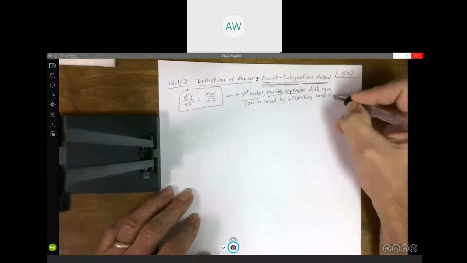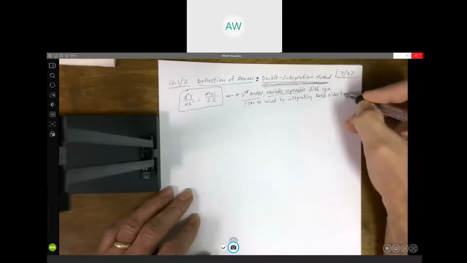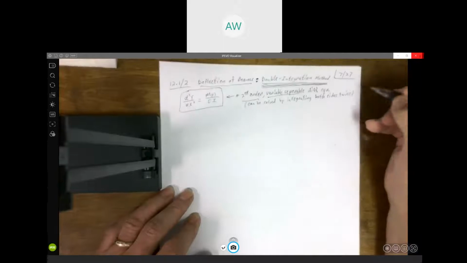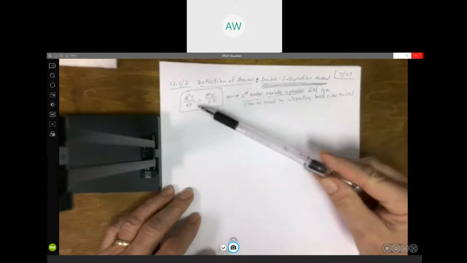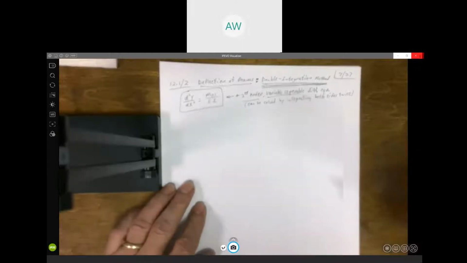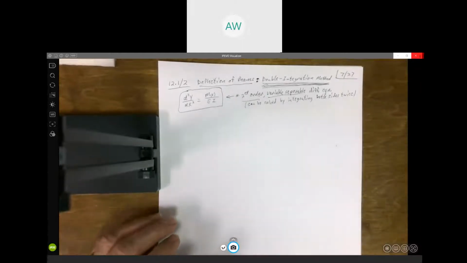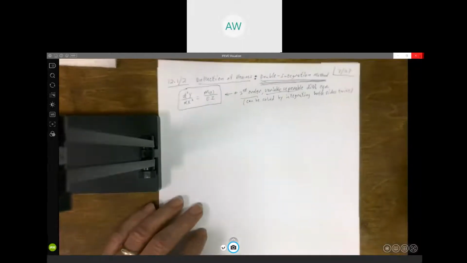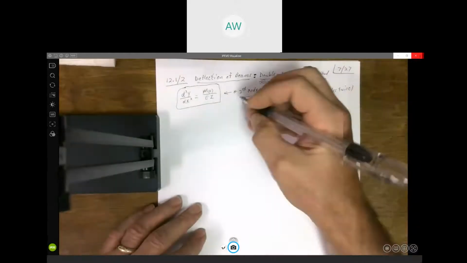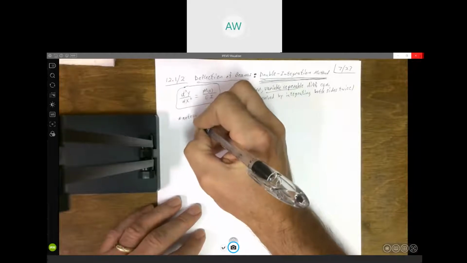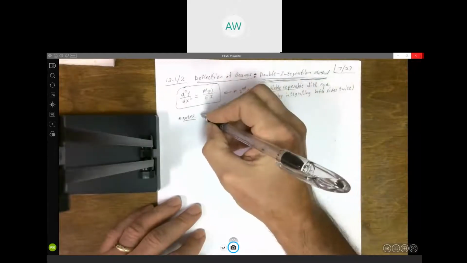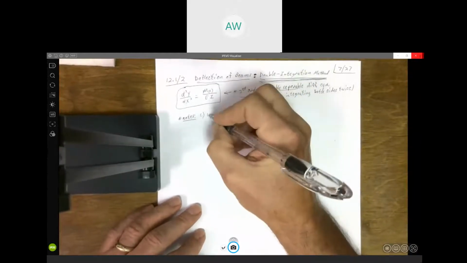In this case, we have to integrate both sides twice. So we integrate this left side once, we're going to get the first derivative. When we integrate the left side again, we actually get the function y. That's what we're after. Now, a couple of notes. One, we're assuming that E and I are constant.